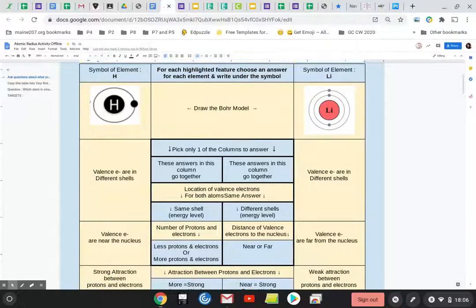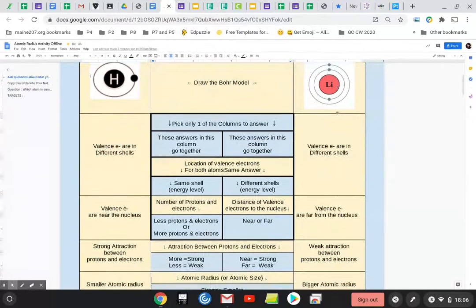We're comparing the elements of H and Li. So the highlighted features are in the middle in beige, like here, the Bohr model. It says draw the Bohr model, so you can see we have drawn them. You don't insert a picture. You'll be physically drawing them either on paper or an edge elastic.